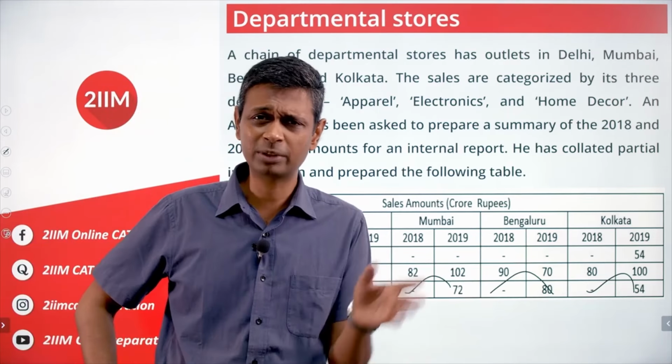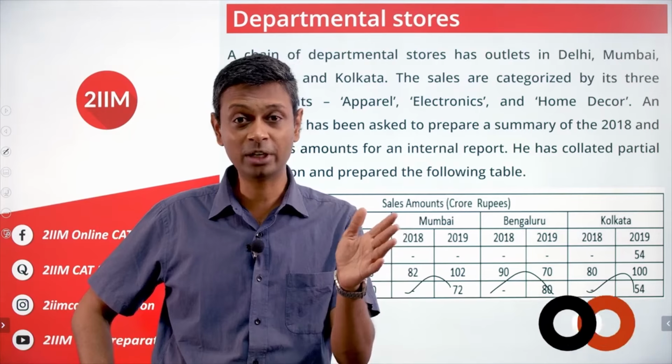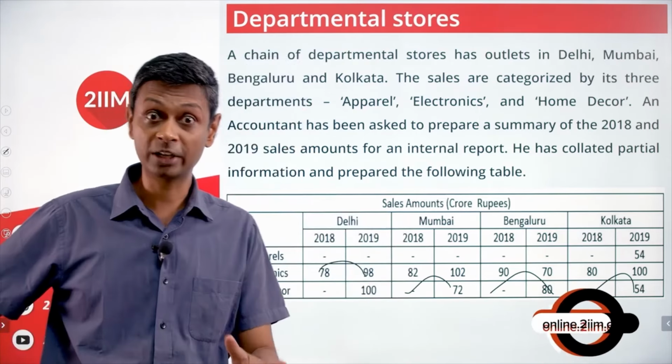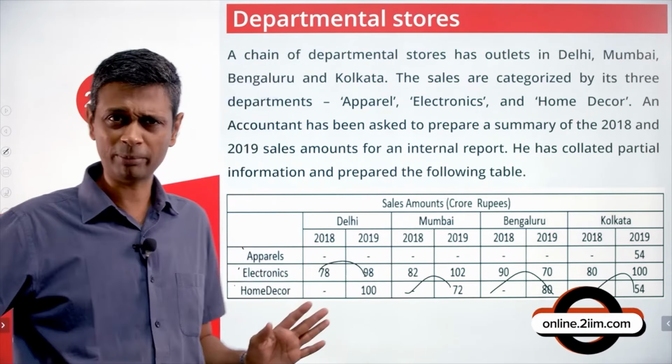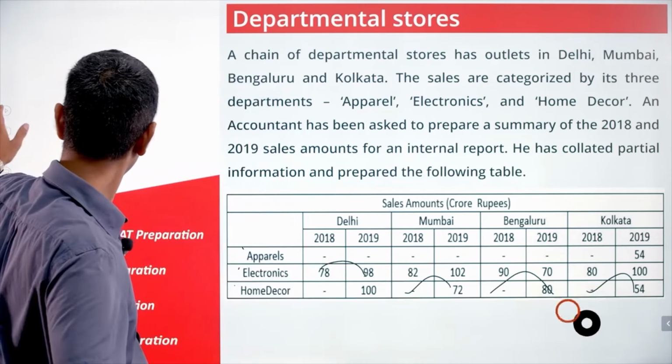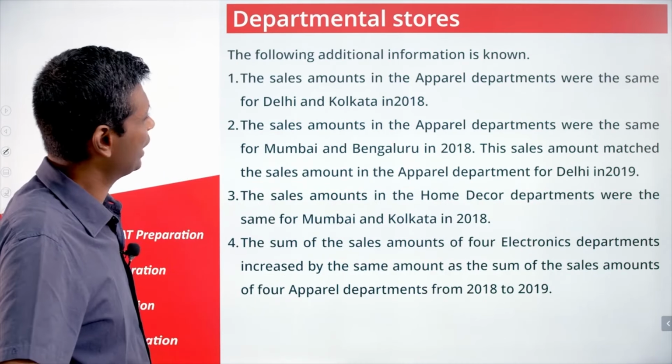I'm very comfortable with percentage growth, this and that, and putting some variable in. So if I find a set like this, I'm jumping in. And partial information is totally my thing. And let's look at this. And then the following additional information is given.